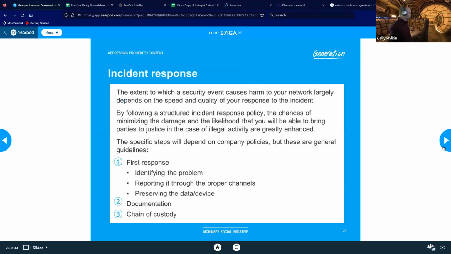All right. Any questions on power management or blackouts, brownouts, surges, and spikes?